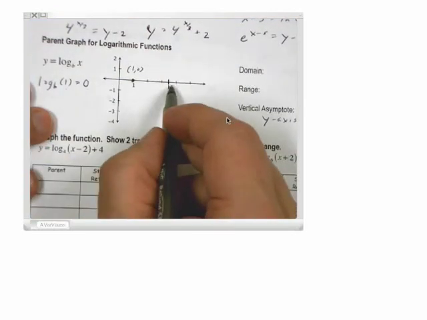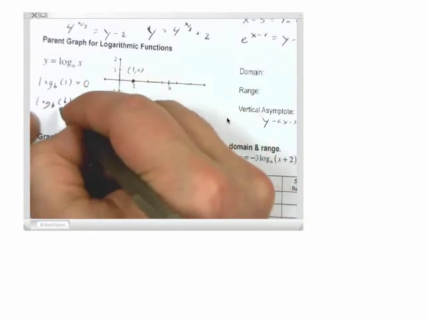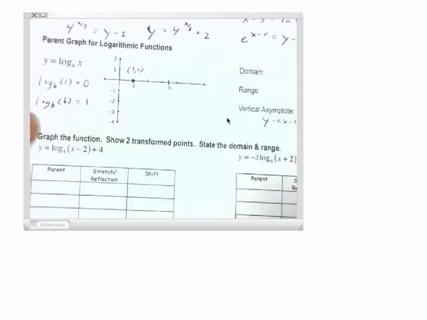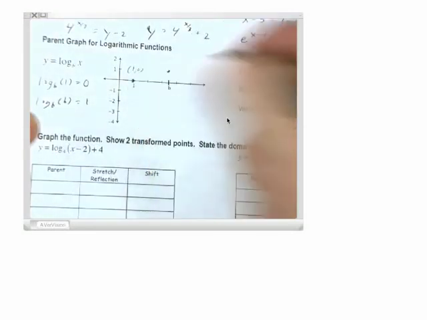Now, if we plugged in b, if we did log base b of b, well, log base b of b would be, what power do I have to raise b to get b? Well, that would just be 1. That's another point we're going to use: whatever the base of our logarithm is, and 1.